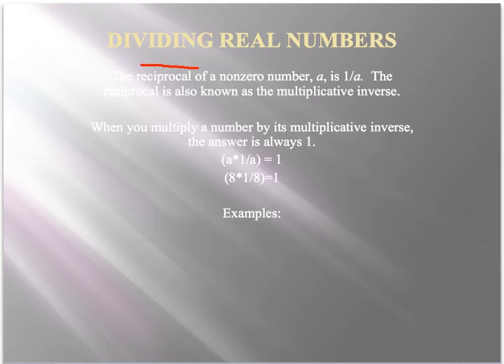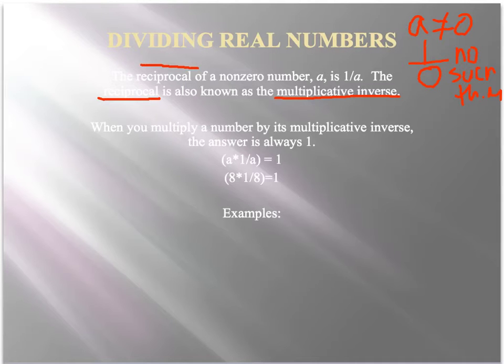So by non-zero it means a can't equal 0. And the reason a can't equal 0 is there is no such thing as 1 divided by 0. So no such thing. So back to this. The reciprocal of a is 1 over a. The reciprocal, there's a vocab word for you, is also known as the multiplicative inverse.